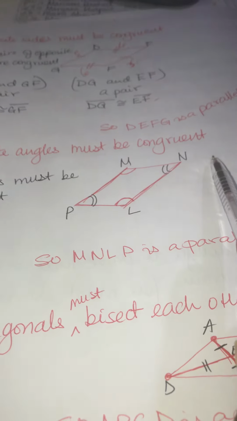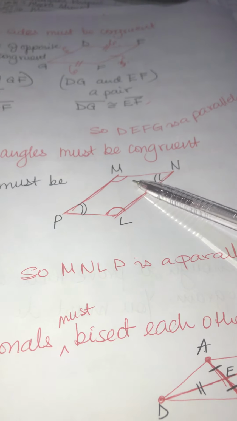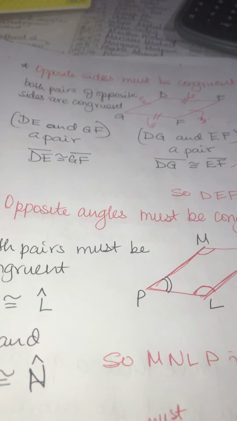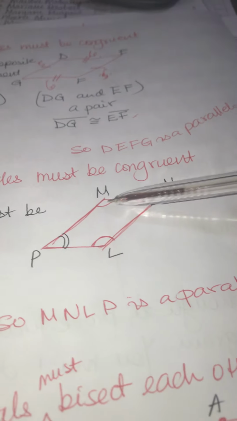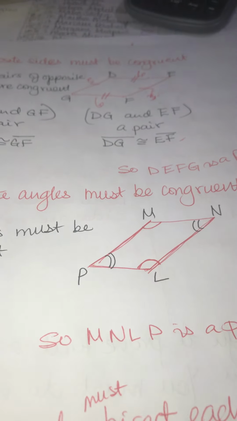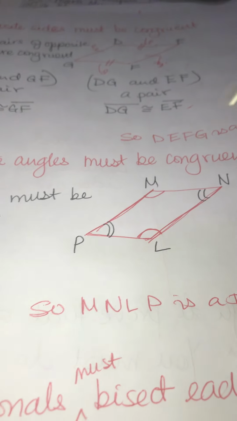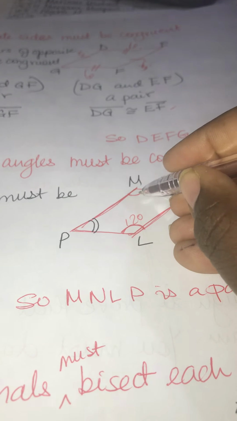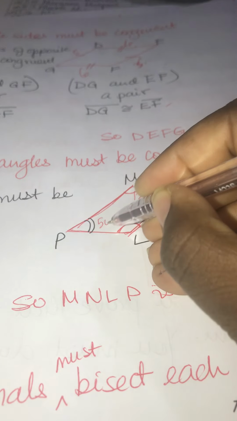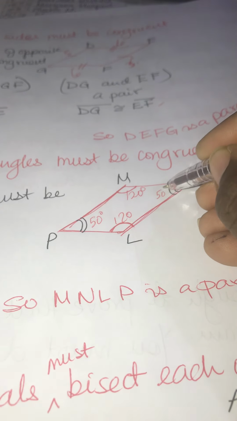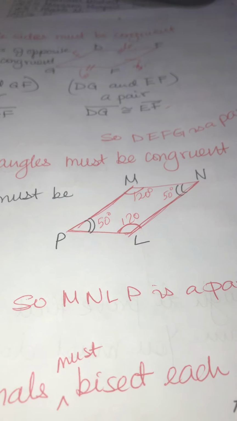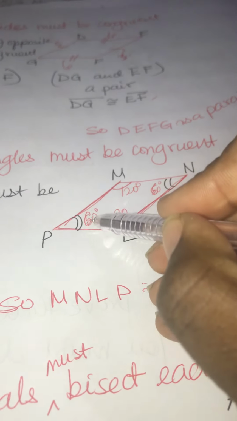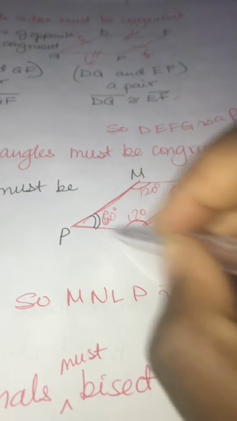Or you check with the angles. Maybe the question did not give you the sides, it gave you the angles. So you have checked your 4 sides, and you have checked that the opposite sides are parallel. After that, you must check if the opposite angles are equal or congruent. Both pairs must be congruent. So if I write 120 here, I should write 120 here. If I write 60 here, I should write 60 here, because you want 180. Now, if this is 60 and this is 70, then that is not a parallelogram.